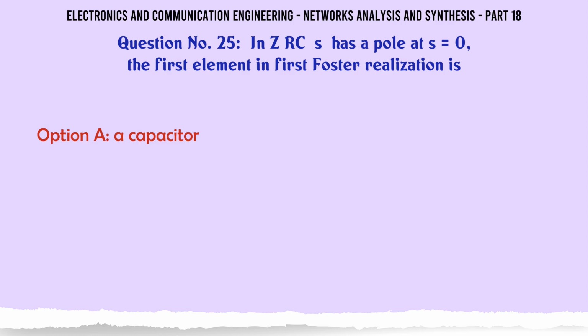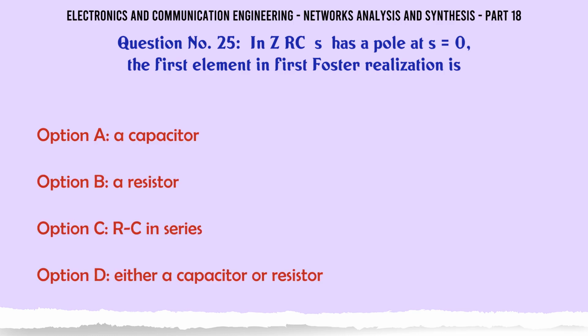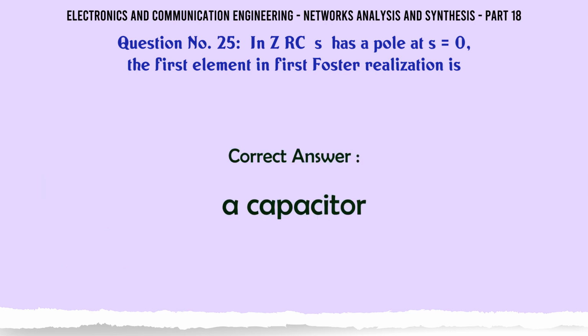The first element in first Foster realization is A, a capacitor; B, a resistor; C, RC in series; D, either a capacitor or resistor. The correct answer is a capacitor.